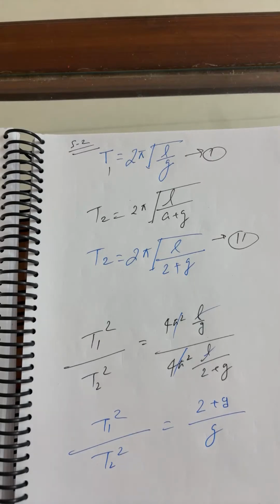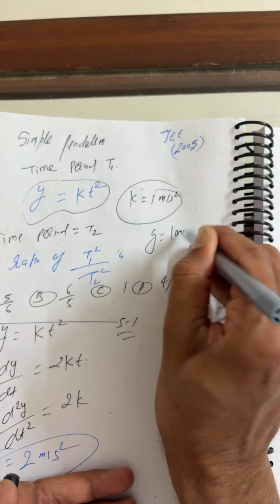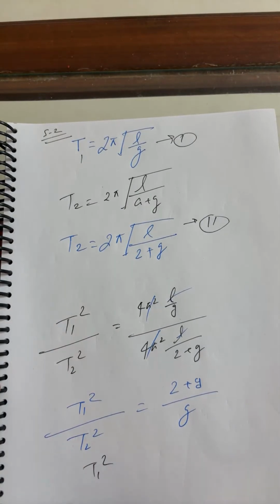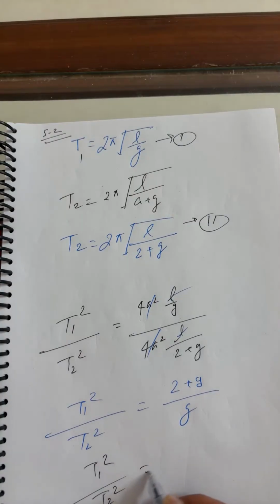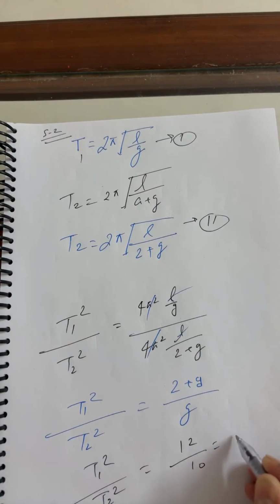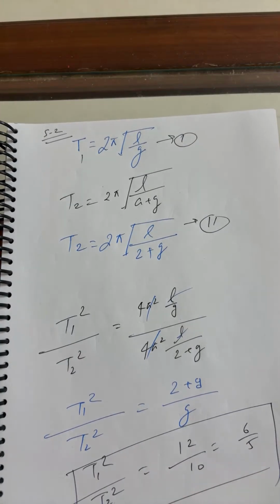So the g value, you can take 10. In fact, 10 is mentioned in the question, students. You can take g as 10 meter per second squared here. So T1 squared upon T2 squared is 2 plus 10, that is 12 by 10, so you can say 6 by 5. So this is the answer of this question here, 6 by 5.